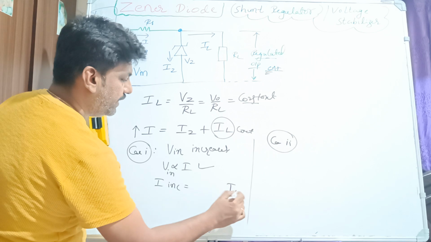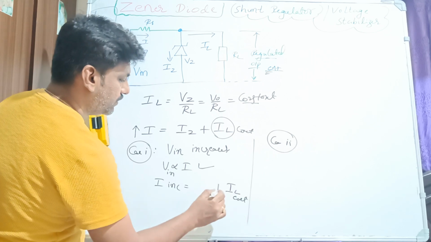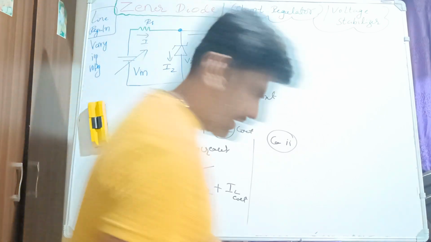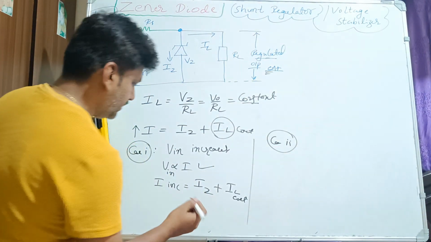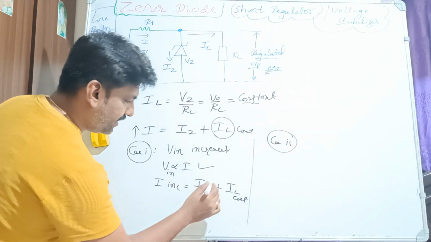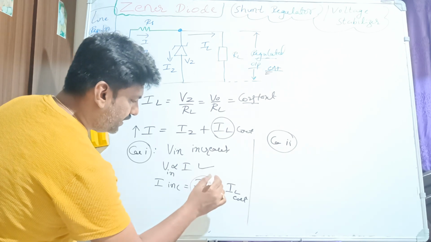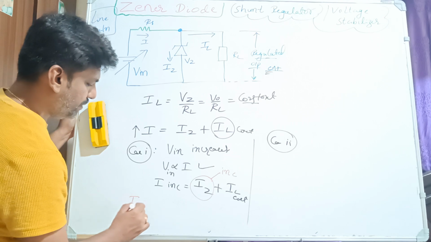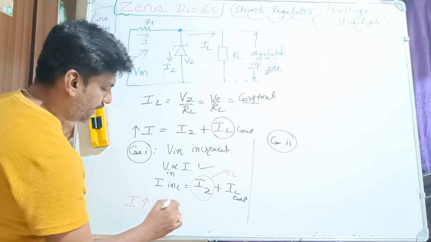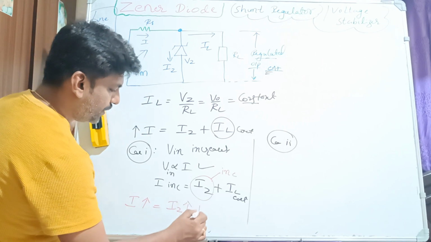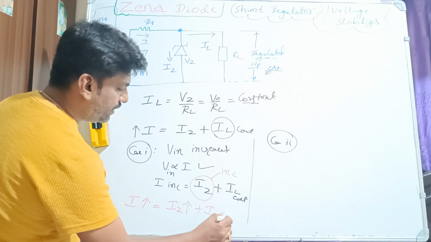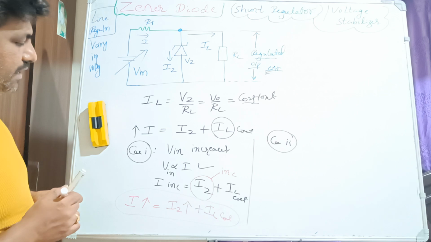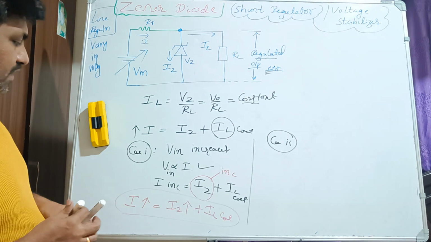We know that IL is constant. Then we are left with this option: IZ. How can we write it now? This is constant, this is increasing, then this should be increasing, so that it compensates. I increases, IZ also increases, because IL is constant as long as VZ is between IZ minimum and IZ maximum. That is the first case.